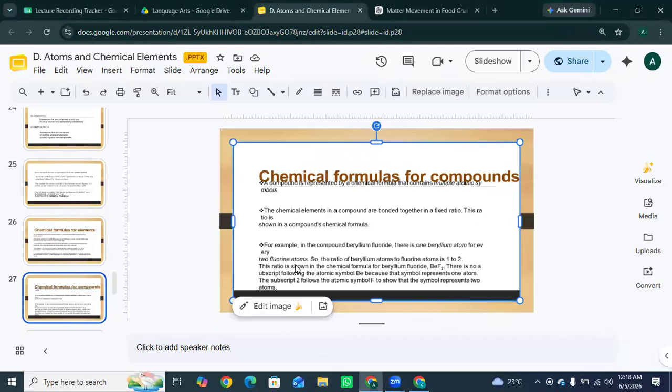Read this example so that you can understand it more easily. Like in the compound beryllium fluoride, there is one beryllium atom for every two fluorine atoms. So the ratio of beryllium atoms to fluorine atoms is 1 to 2. This ratio is shown in the chemical formula for beryllium fluoride, which is BeF2. There is no subscript following the atomic symbol Be because that symbol represents one atom. The subscript 2 follows the atomic symbol F to show that the symbol represents two atoms. Okay?